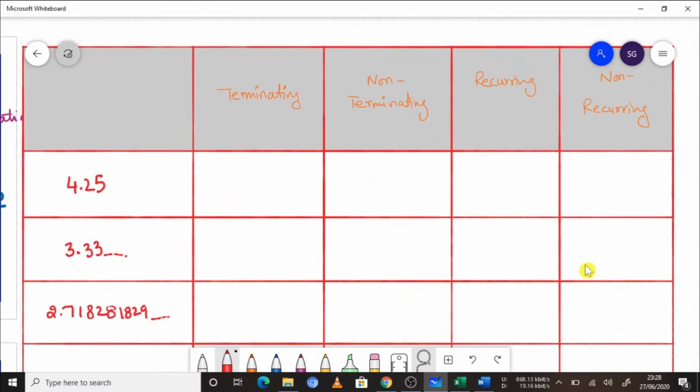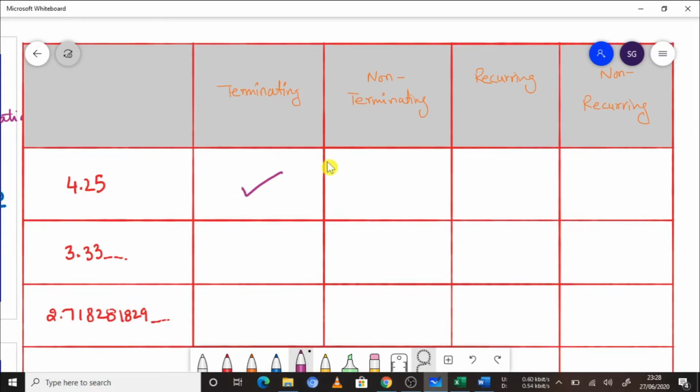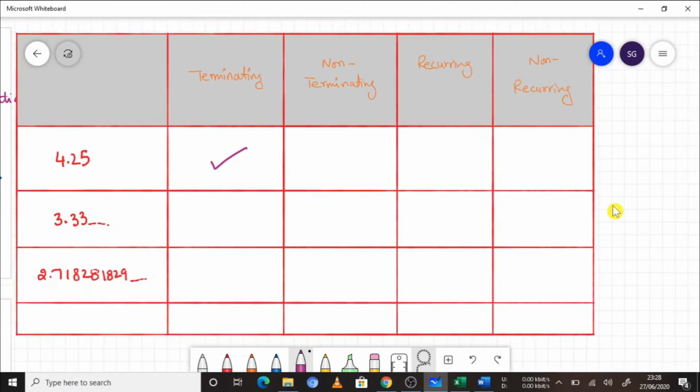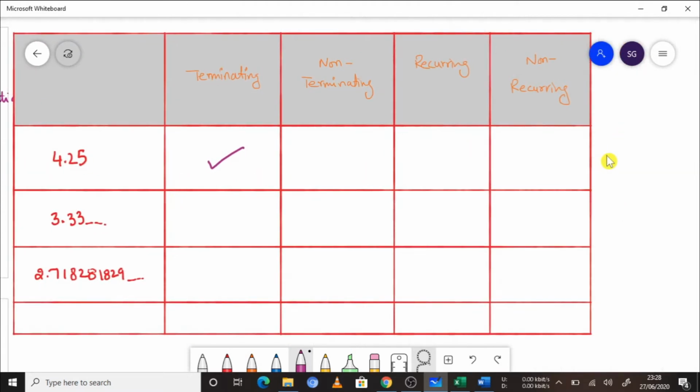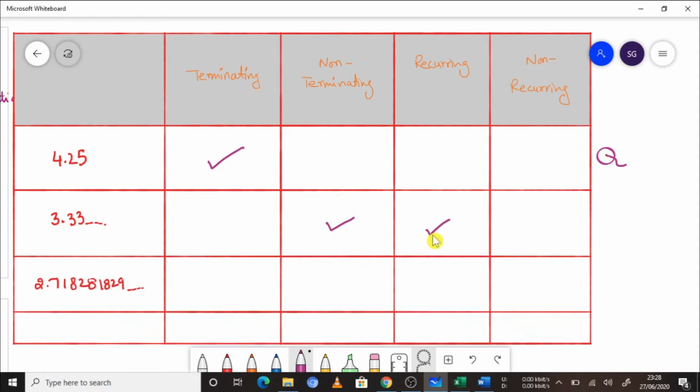Okay, so let's take a look at this table. We have some values. Clearly, this is terminating, so I'll put a tick mark here. If it is terminating, we know for sure that this is a rational number. Okay, if the number is 3.333, it's clearly non-terminating. So it's not terminating, but it's recurring. So we will still consider it as a rational number.